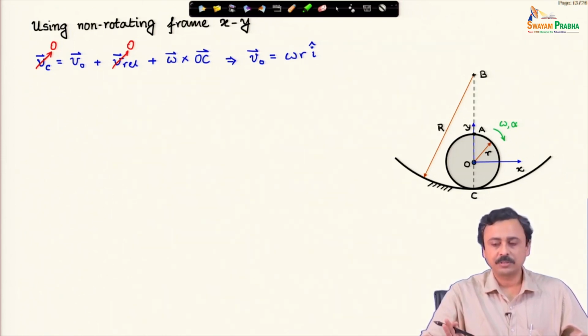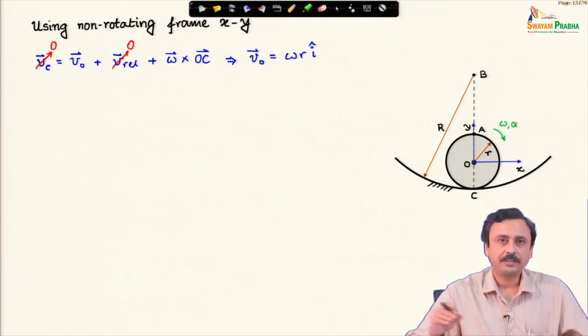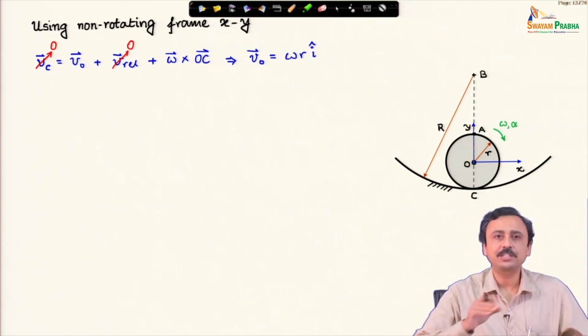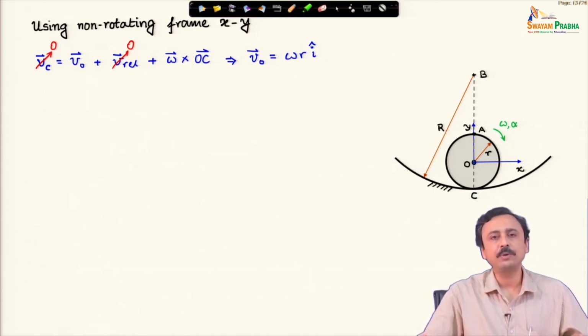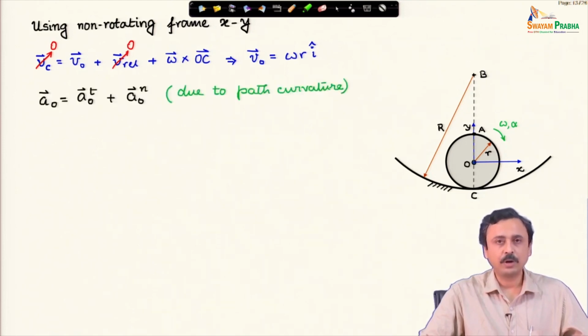Now, this you should also physically understand. This C point is currently the instantaneous center of rotation. The velocity cannot see this curvature of the path. At this instant, C is the center of rotation, therefore, the velocity of the center must be omega r, and that will be in the direction of i cap. But what difference this curved path makes is in acceleration. So, that is what we are going to look at.